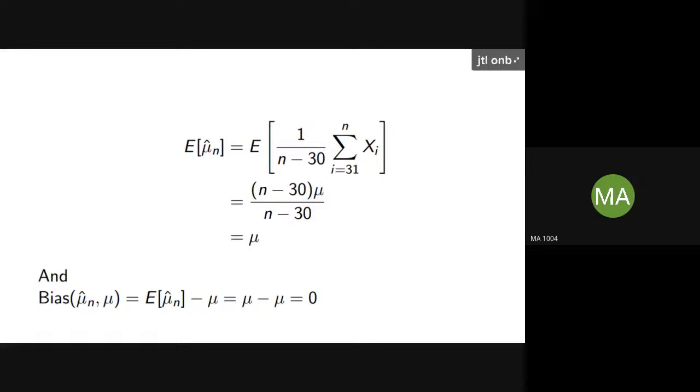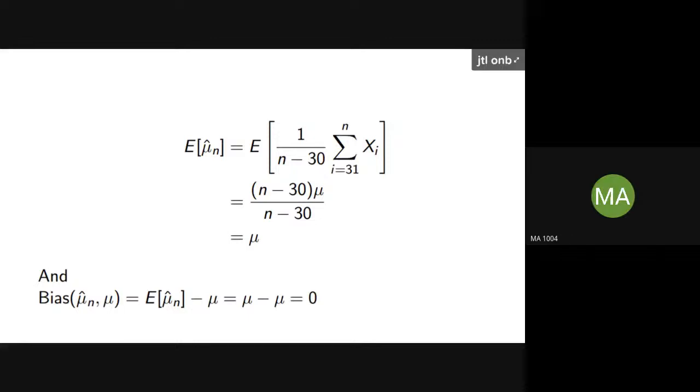But we asked you for bias. So what is bias? Bias is the expectation of mu n hat minus mu. If you substitute the expectation of mu n hat as mu, we get mu minus mu, which is 0. That is why I said people who are done with bias, it will be good to compute variance. Variance is sigma square by n minus 30, correct. And the risk is the same, because this is an unbiased estimate.